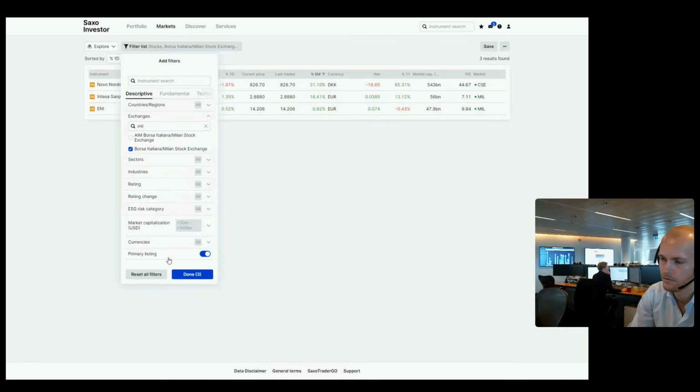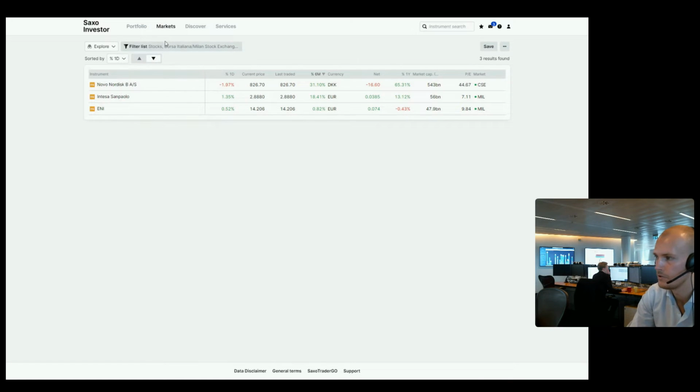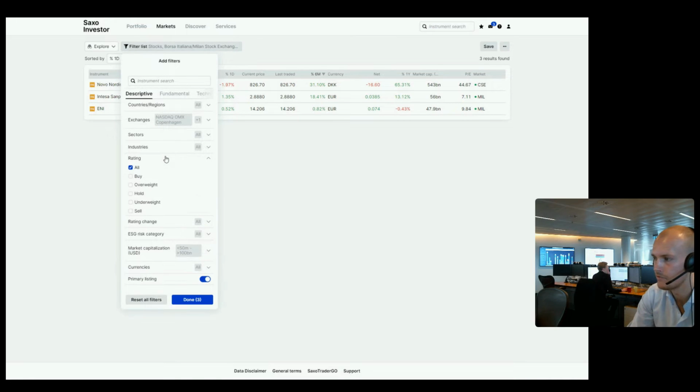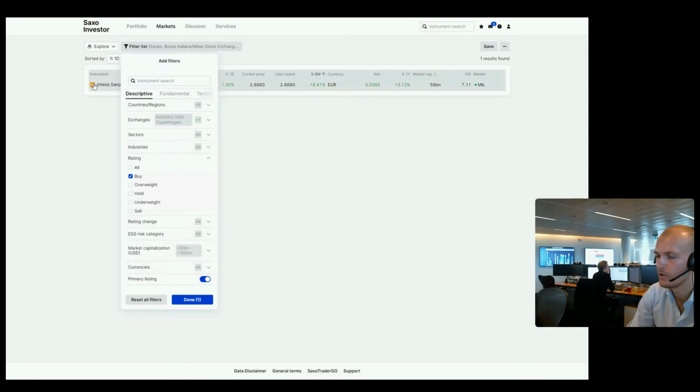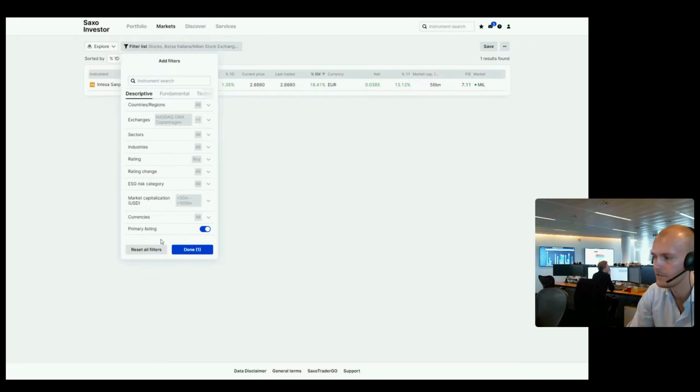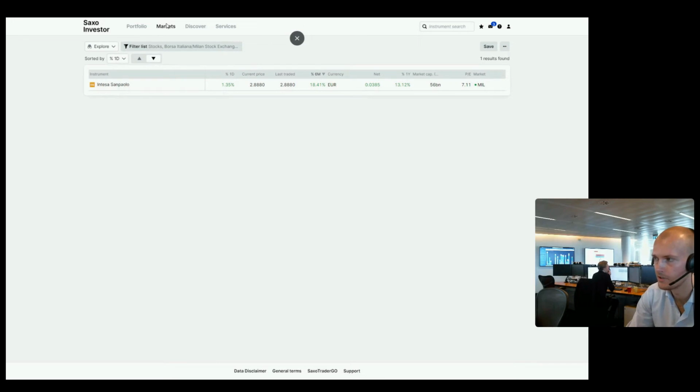MIL, and we have 3 more. You can search this in many different ways for different ratings. What does the analyst say? Do you have a buy recommendation for this? Well, there's only one stock on the Milano index through this list that has a buy rating. So those are some of the things that you can do to look into the filter lists.